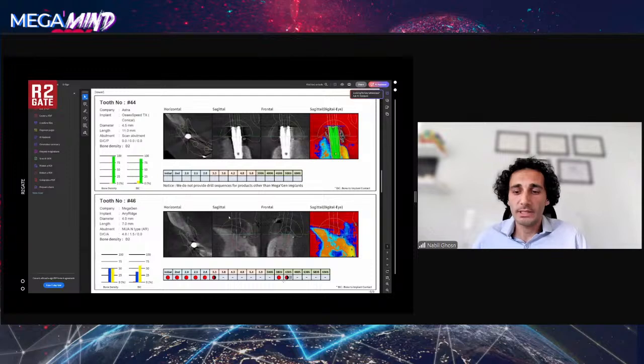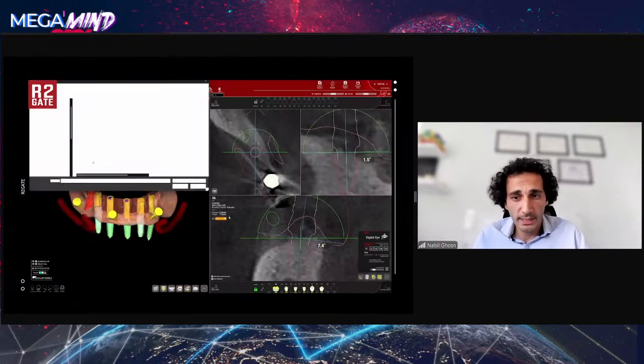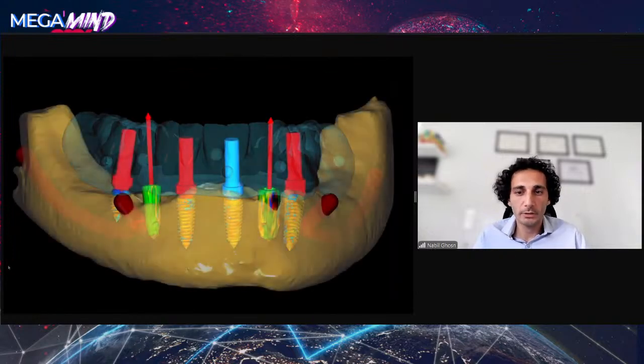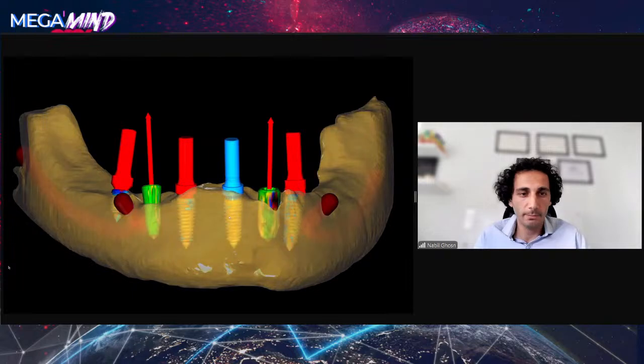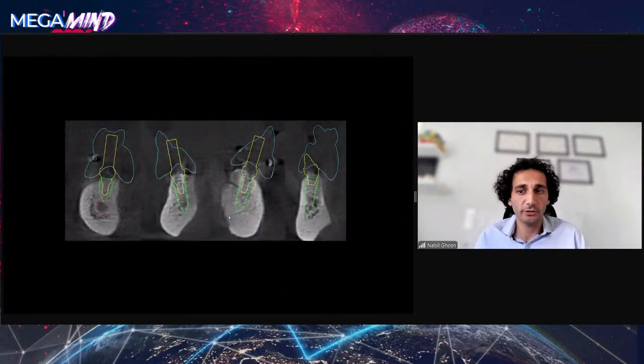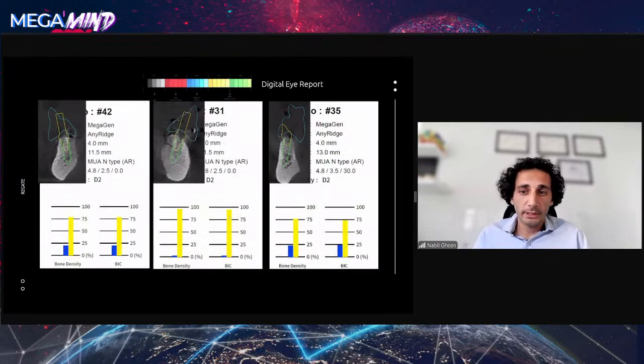The implant simulation was done in the R2Gate software based on the available bone and prosthetic reference, and it was decided to add 4 more implants and do an immediate loading on all implants except implant number 46 because it needed a GBR and it was also a short implant. So those are the cross sections of the implants to be placed and the corresponding digital report for each of them showing an adequate bone quality for immediate loading.